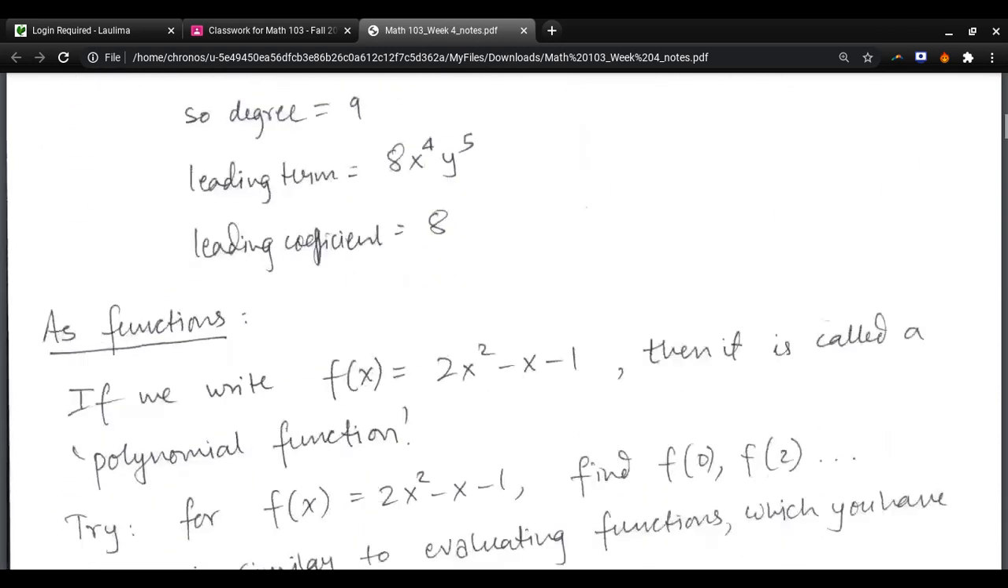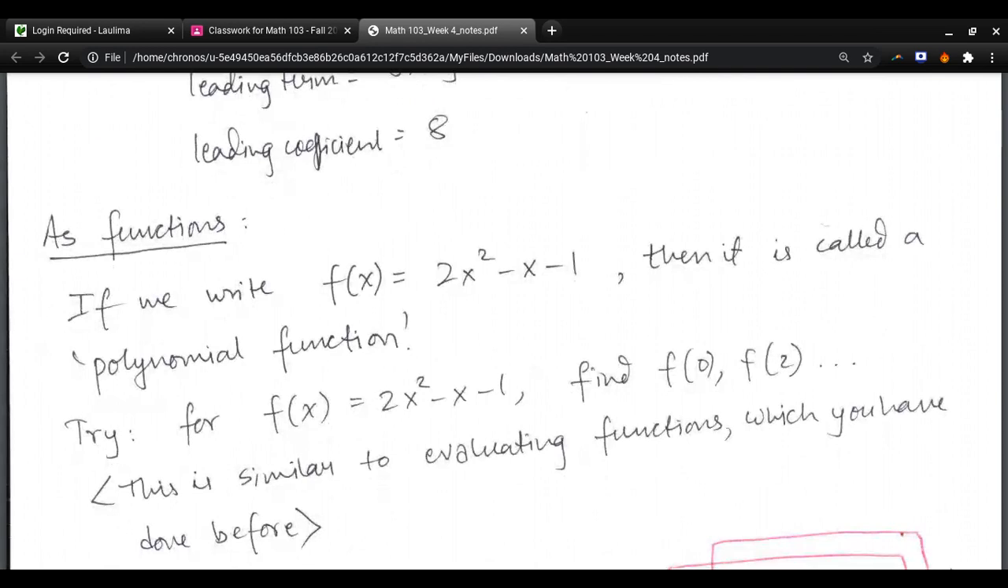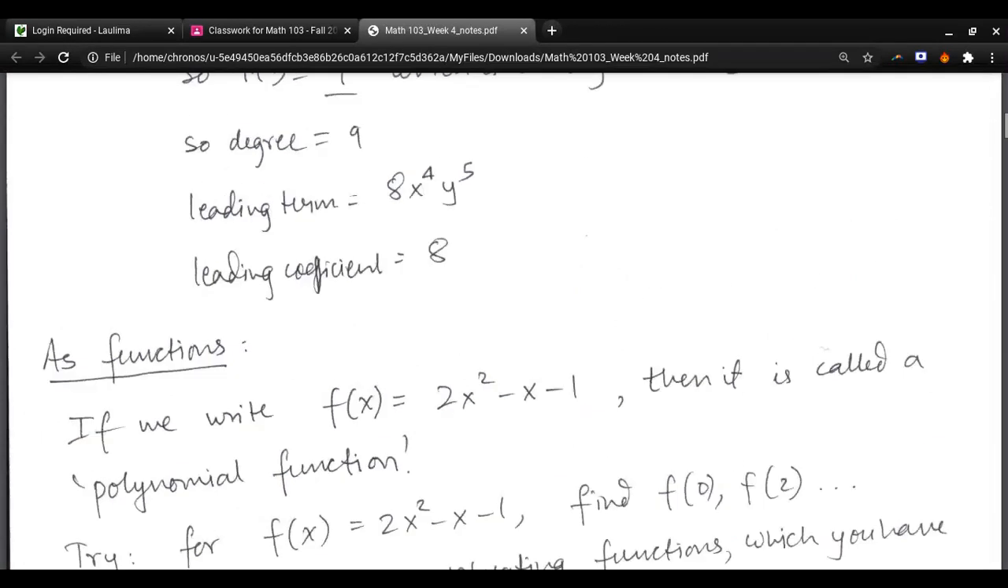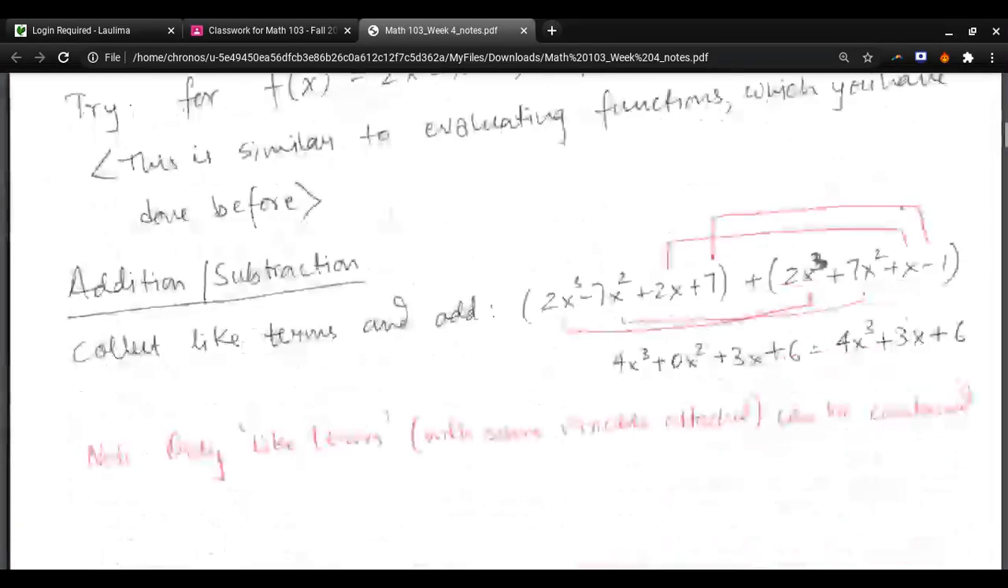As a function, if you write f(x) = say, 2x² - x - 1, then this is called a polynomial function. For example, you can find f(0), f(2), etc. You can try this out. This is similar to evaluating functions, which we have already seen before.